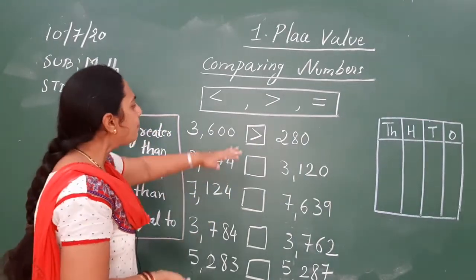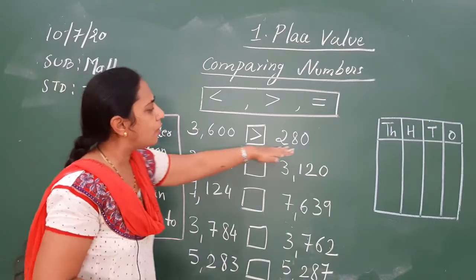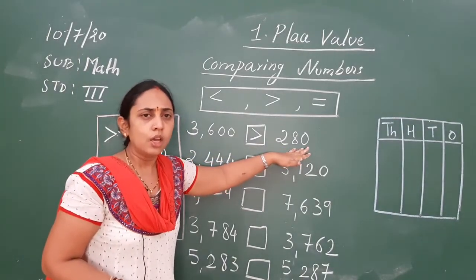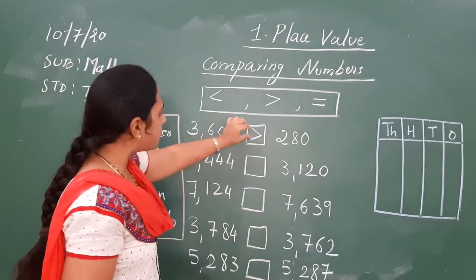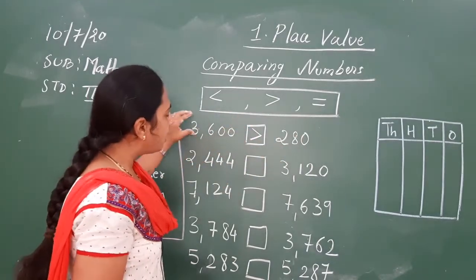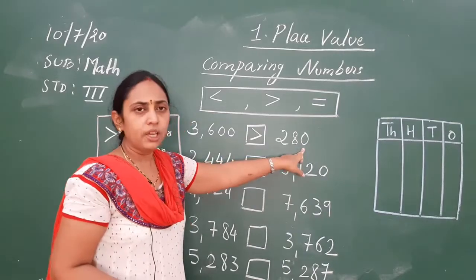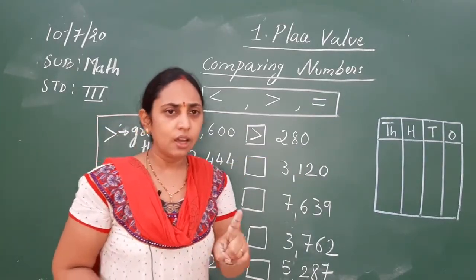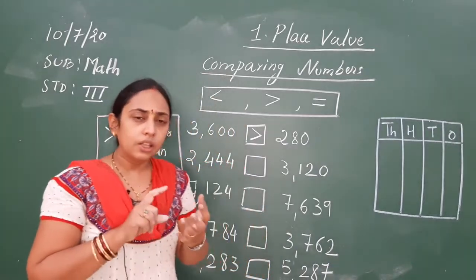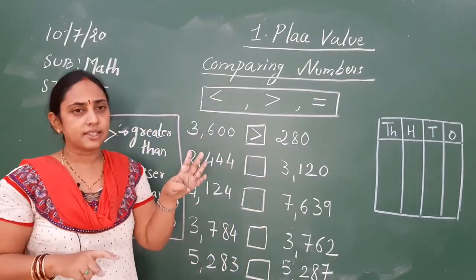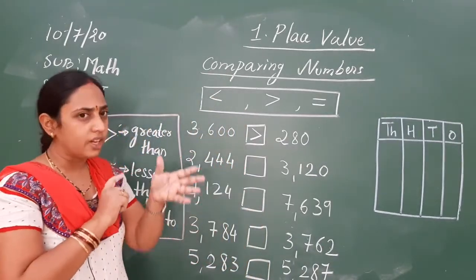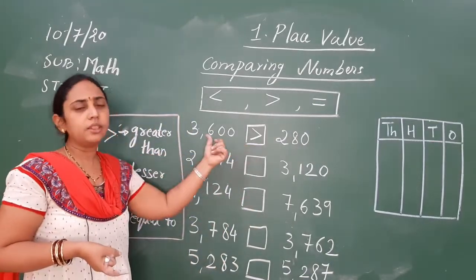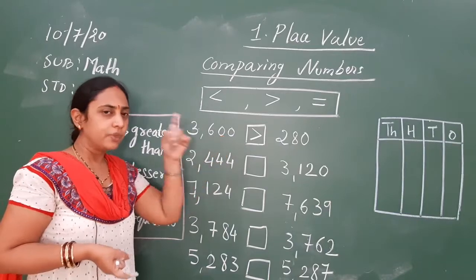Right? So when you are putting a greater sign this side, obviously this will be smaller. Okay? So always the greater sign will be open and the smaller side will be closed. So the first rule says we should count the number of digits. Whichever has more digits, we will put the greater sign that side. Right? That is the first rule.